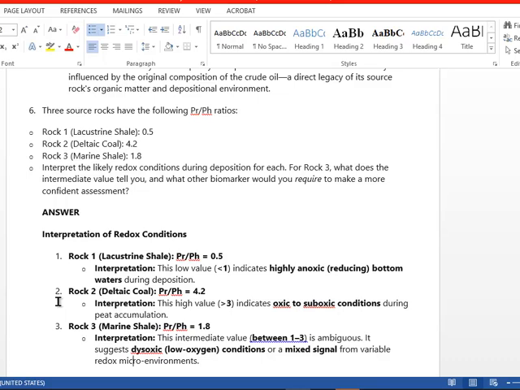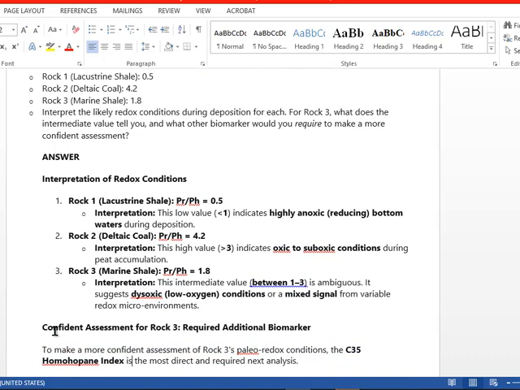For rock 2, the ratio is greater than 3. And when it is greater than 3, then the condition there is oxic. Okay, it's oxic. So you have lots of oxygen.